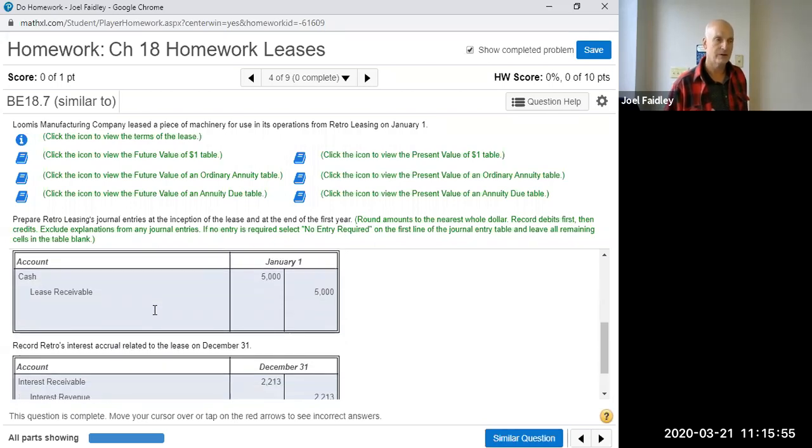These are good exercises to go through and work not only the lessor side, but the lessee side as well, or do the lessee side and the lessor. Just do them side by side. It would be good practice.